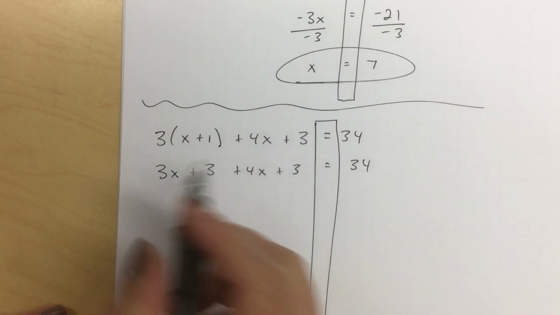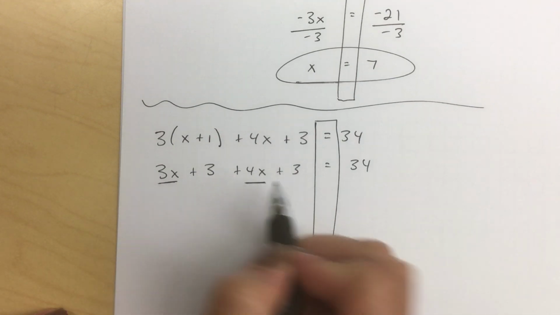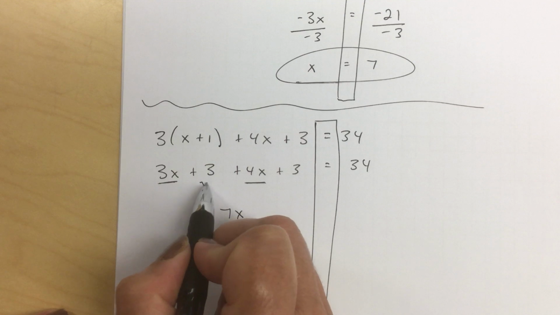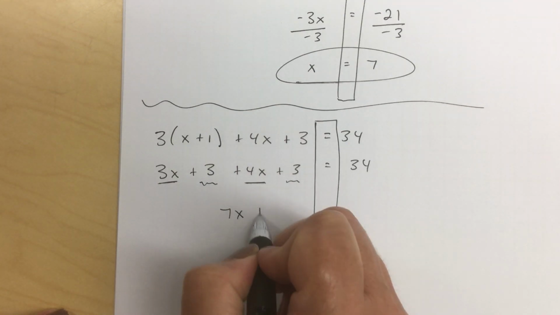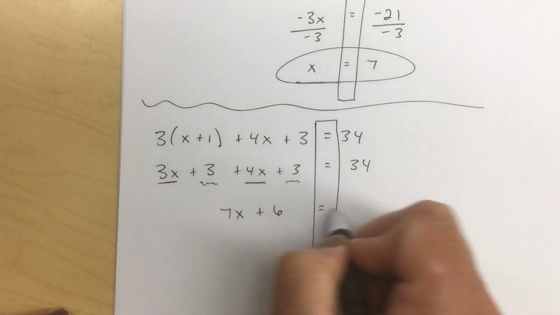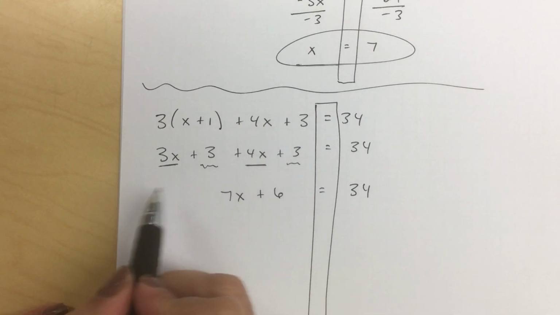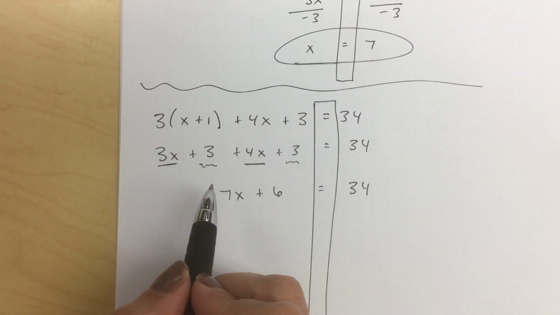Now we're going to combine like terms. We have a 3x and a 4x. That's going to become 7x. Then I have a 3 and a 3. That's going to become 6. And that equals 34.